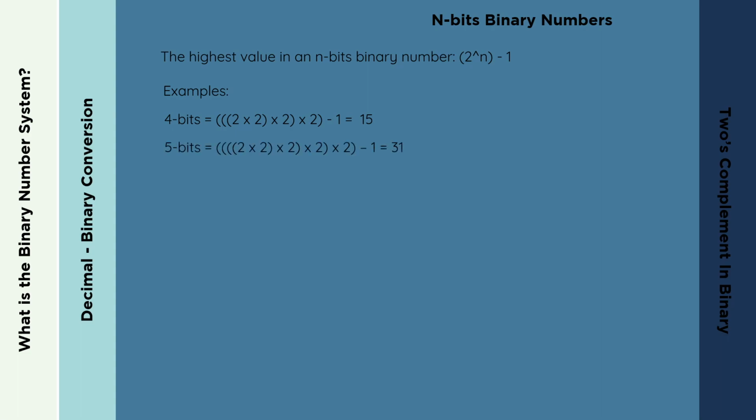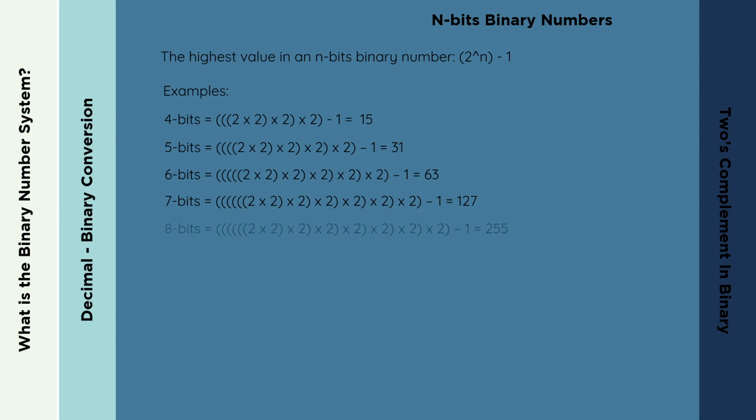As for 5 bits, we have again 16 times 2 is 32, minus 1 is 31. So the maximum decimal integer that can be displayed in a 5-bit binary is 31. As for 6 bits, you would have 32 times 2, which is 64, minus 1, 63. 7 bits, you have 64 times 2, 128, minus 1 is 127. Lastly, for the 8 bits we just looked at just now, we have 128 times 2, which is 256, minus 1 is 255.